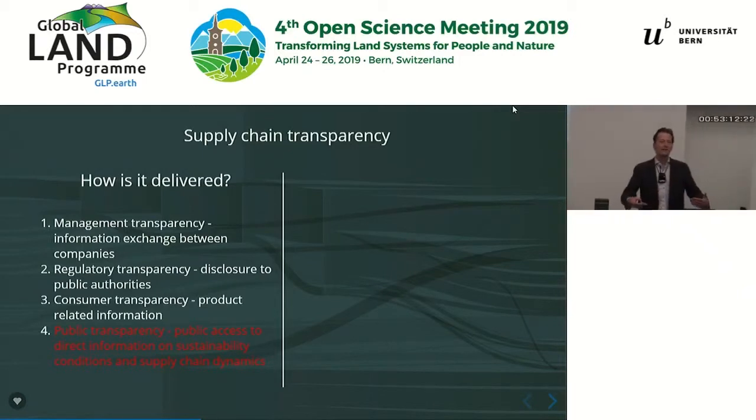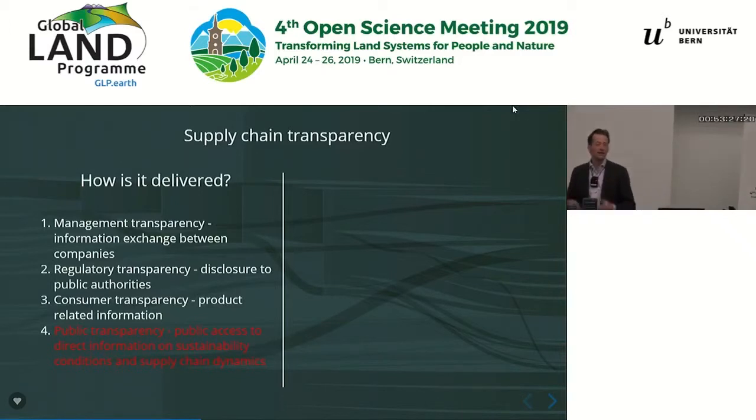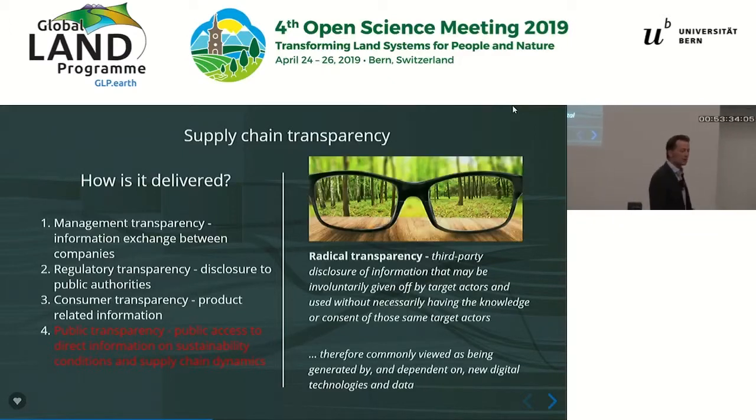You only see what the seller wants you to see. Transparency around the label. There's a label, but what does the label actually mean? Public transparency, which is what we're focused on in our work in Trace, is trying to give direct information about the impacts, in this case, on sustainability conditions due to global supply chains, so that users can interpret it for themselves. And the concept of radical transparency is relevant in this context.